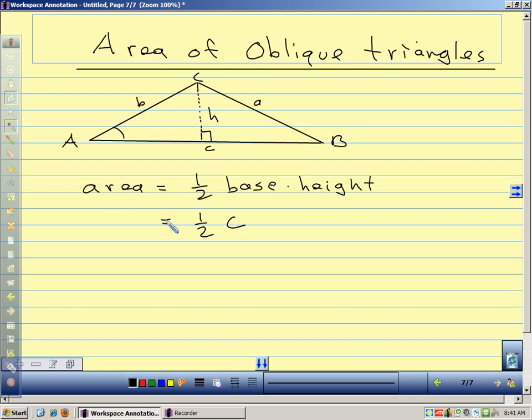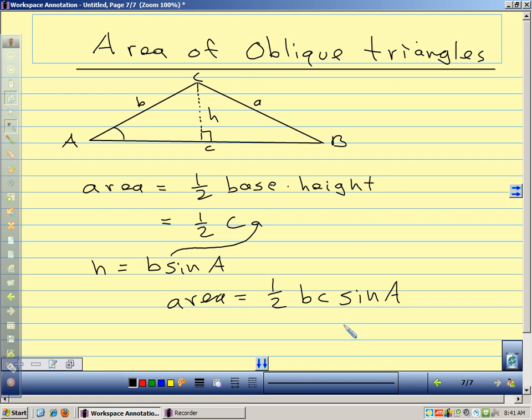What have we been doing with all of our ambiguous cases? h is sine A times b. Perfect. b times the sine of A. So I'm going to plug that in here. So our area equals 1/2 bc sine A. So if we know two sides and an included angle, we can find the area of our triangle.